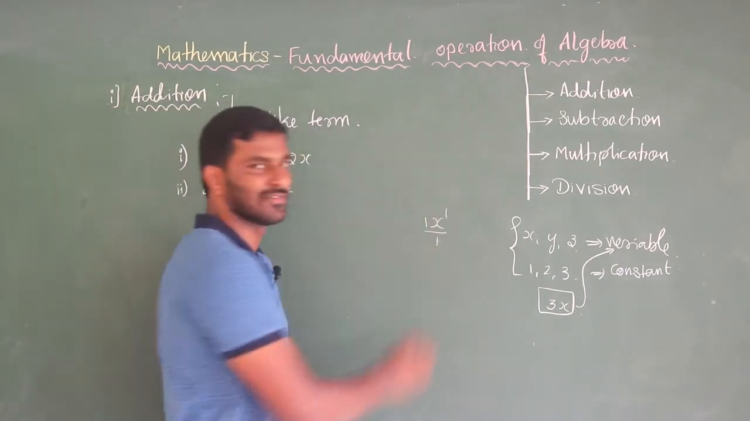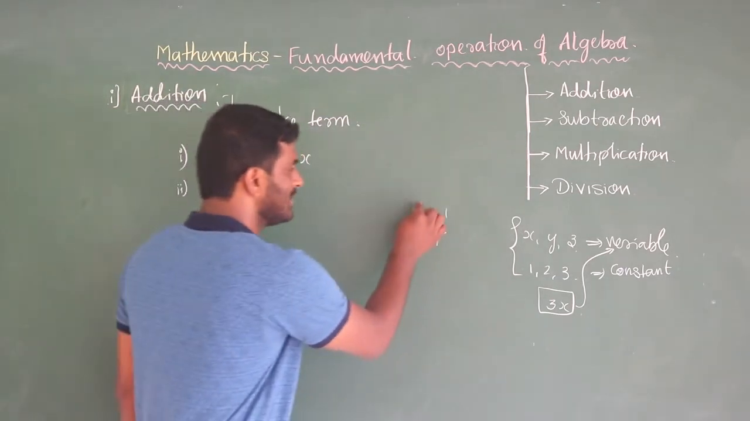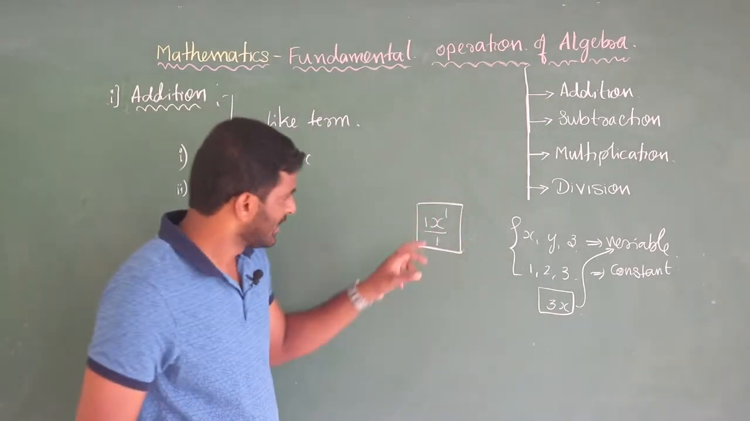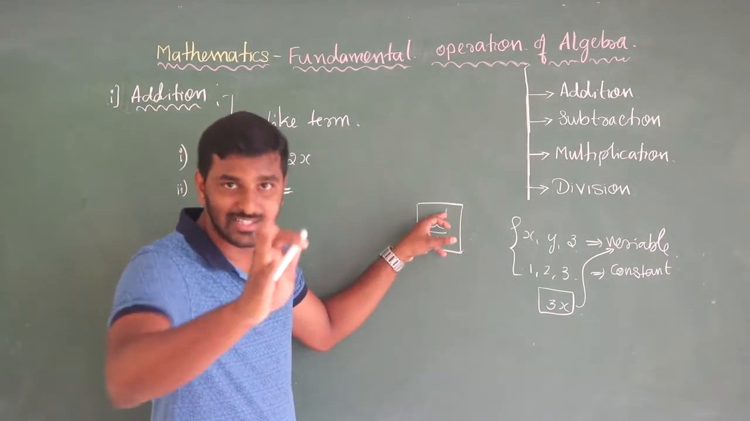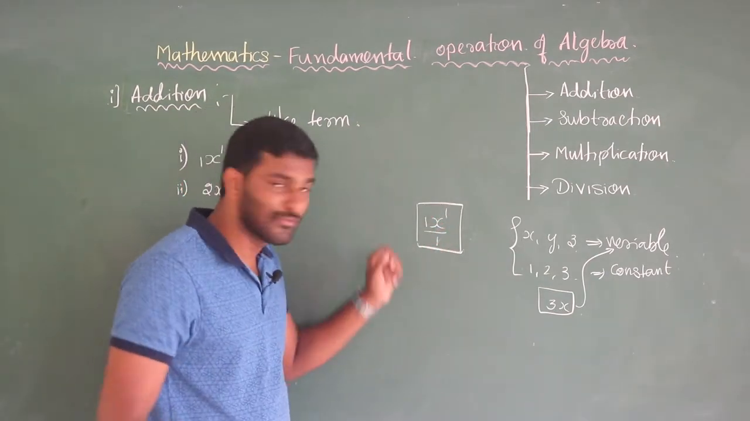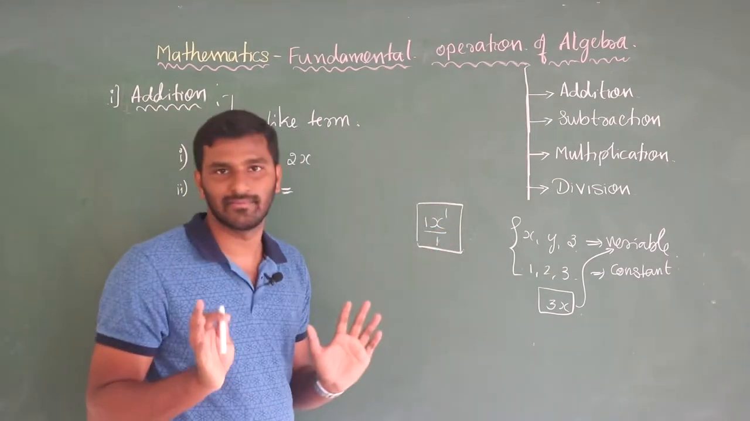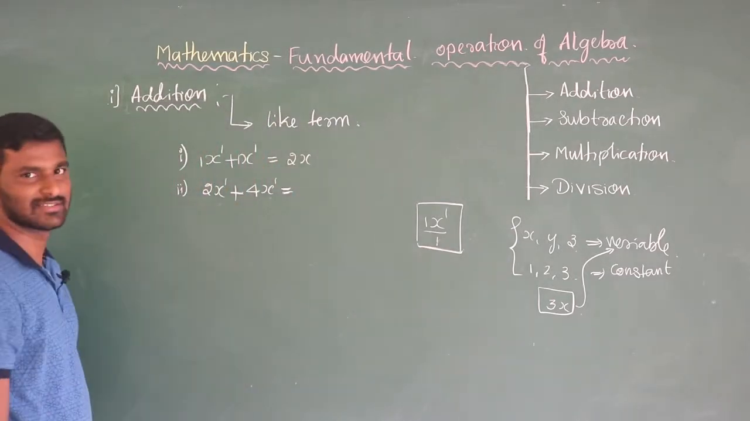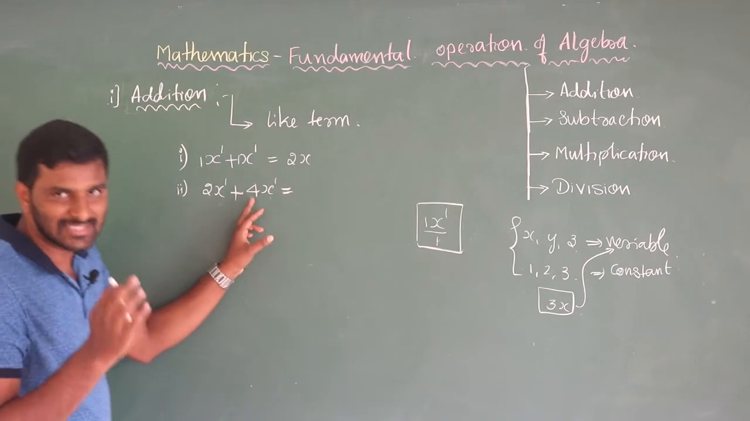And the exponent is always 1, like that. Okay, we need to know all the concepts. In x, the highest degree is 1, and the coefficient is also 1. And 2x plus 4x, you just add.